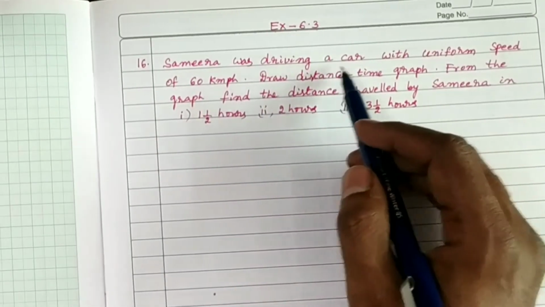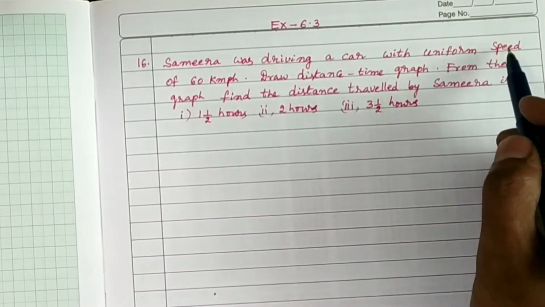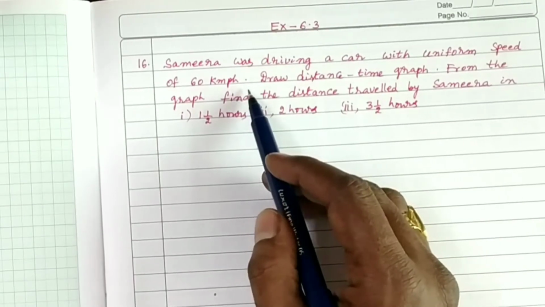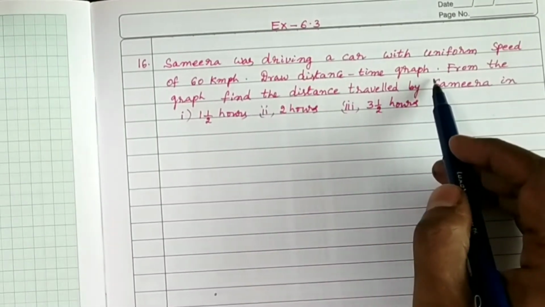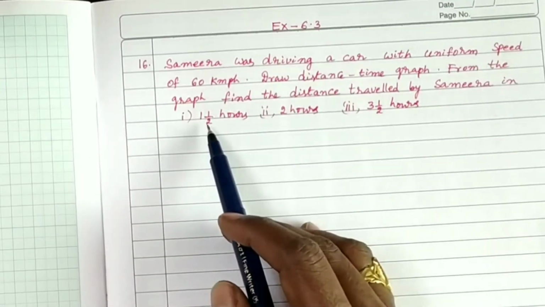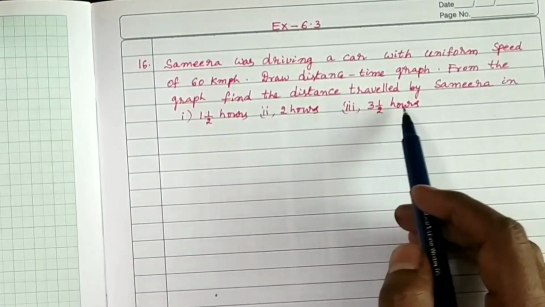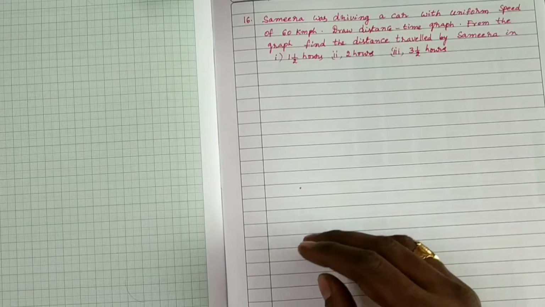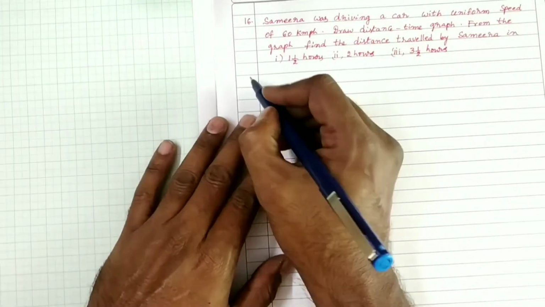The problem is: Samira was driving a car with a uniform speed of 60 km per hour. Draw the distance time graph. From the graph, find the distance traveled by Samira in 1.5 hours, 2 hours, and 3.5 hours. Let us go to the problem solution.